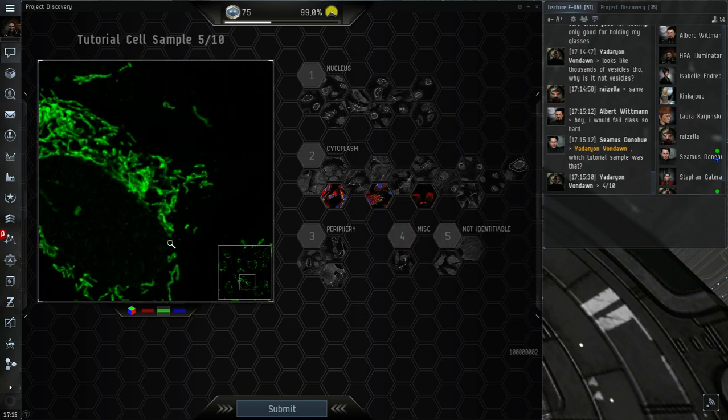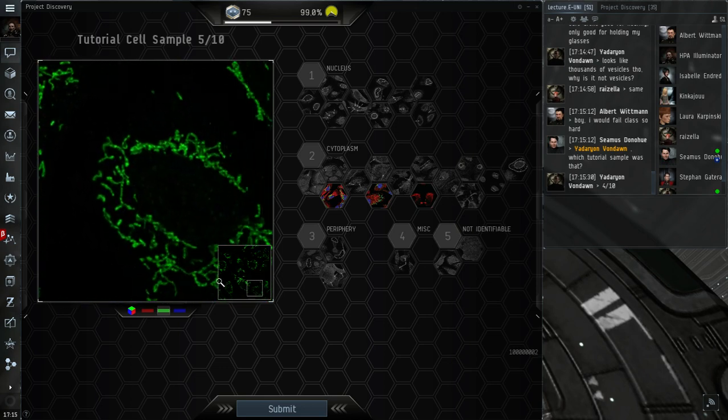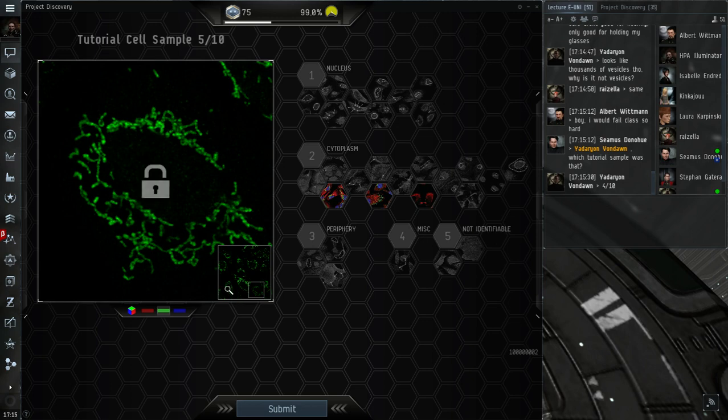And Jadarian is asking why this is not vesicles. It looks like thousands of vesicles. And we haven't gotten to that category yet. Okay, that was for the cytoplasmic pattern in the last image. So hopefully we'll get some more cytoplasmic images or vesicle images so we can look at them. But for the cytoplasm sample, I would say that there were too many and they were too small to be vesicles.